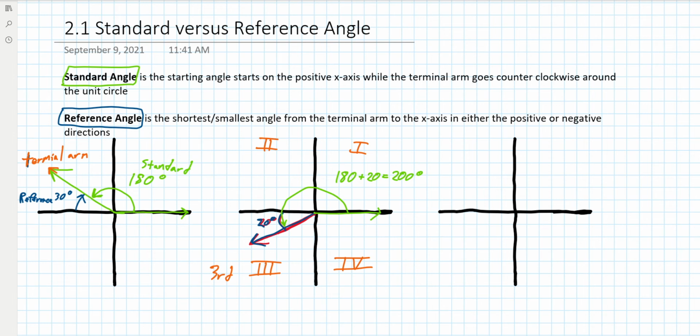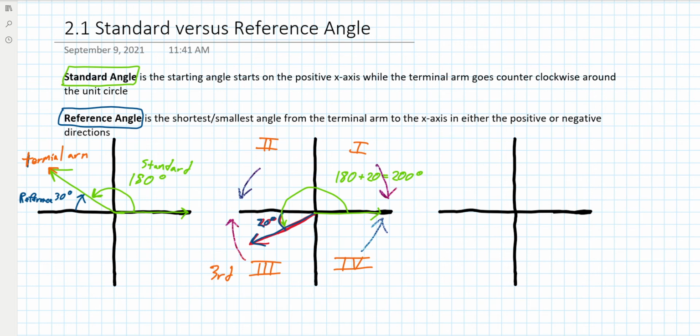Okay, so the real trick here is you draw it out. So the reference angle, I'm just going to point it out one more time. If it's in the third quadrant, it's going to go this way up. If it's in the second quadrant, it's going to go this way down. If it's in the fourth quadrant, it's going to go this way up. If it's in the first quadrant, it's going to go this way down. The reason is that it's going the shortest, smallest angle to the x-axis. All right, so I think that gives some good idea.